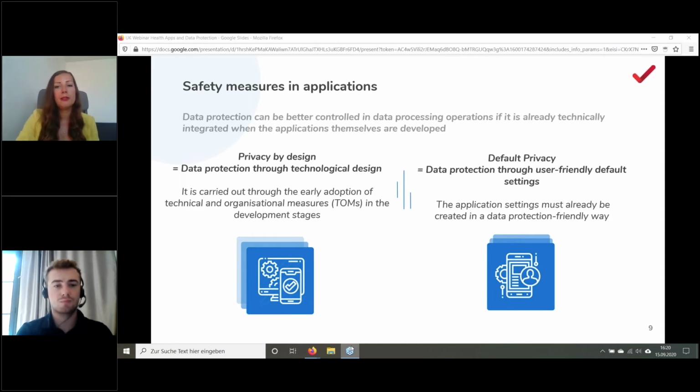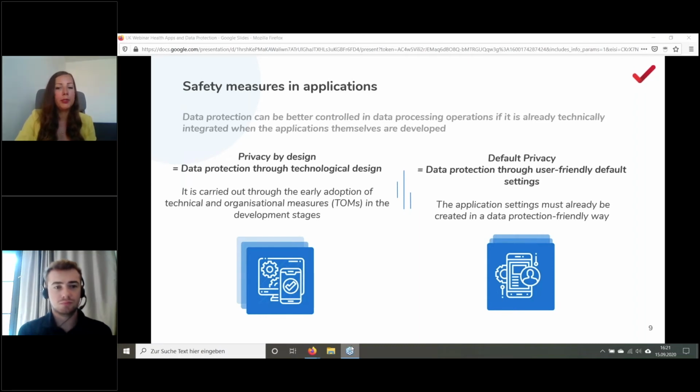By means of user-friendly presettings, only data that are really necessary for the processing should be collected during the processing. We already touched on this point before when we spoke about the consent, and this principle is known as, Charlie also mentioned already, data minimization. So if a company develops an app in which data is processed, the company must take care during the development stage, for example, that fields that are not absolutely necessary can be anonymized or pseudonymized.